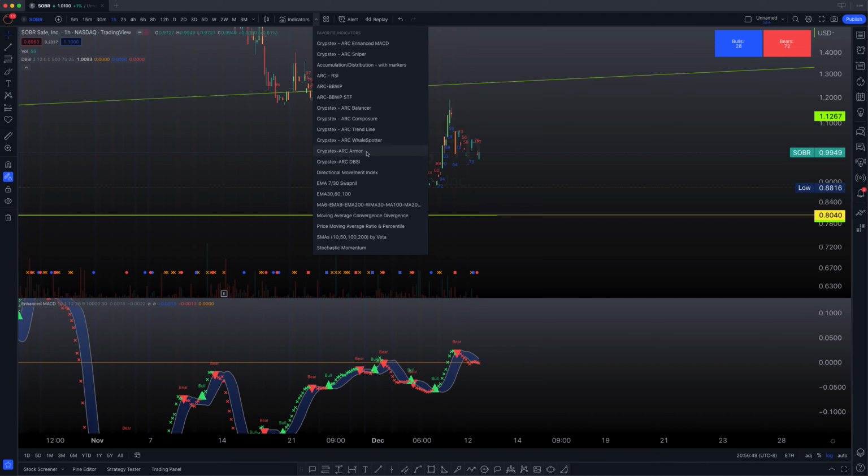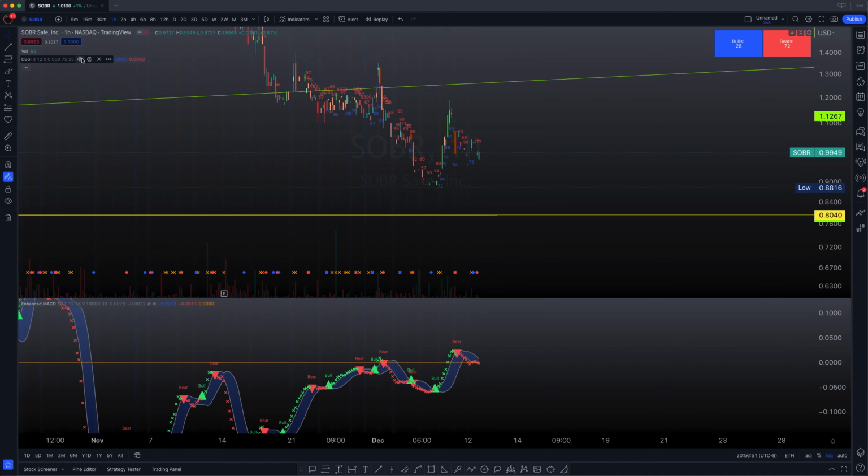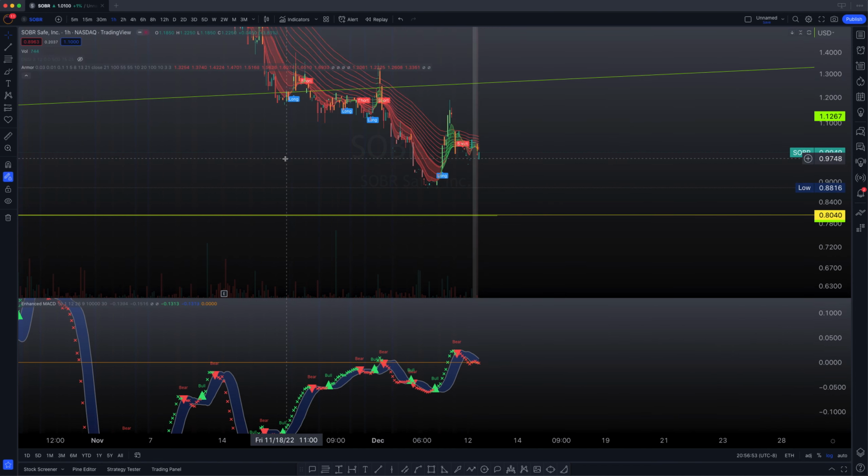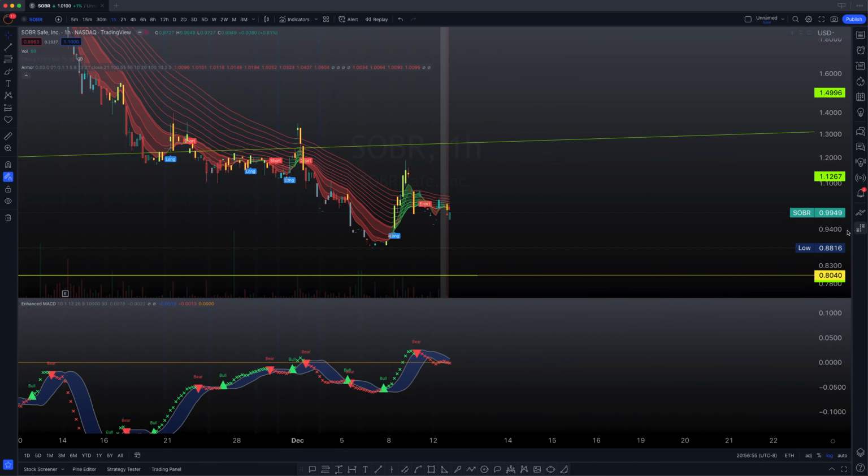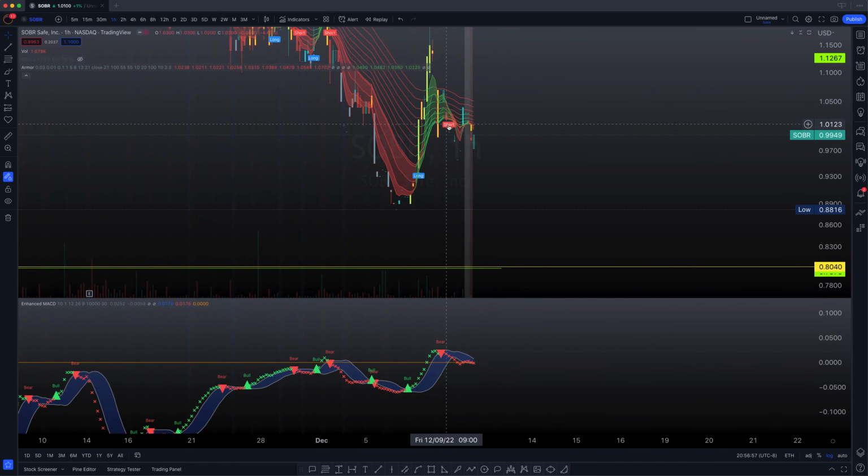So we're gonna open up now ARC Armor. Okay, so let's go ahead and mute or get the DBSI out of the way. And what do you know? ARC is also printing a short signal right here.